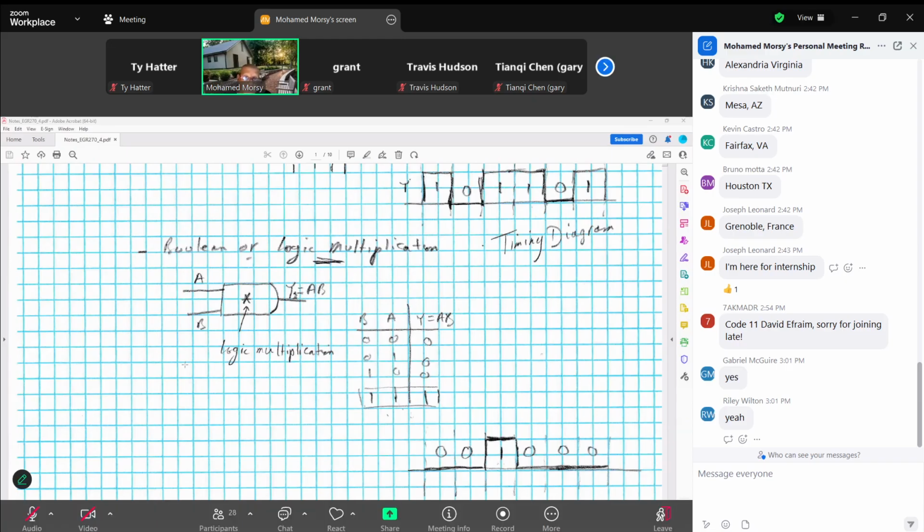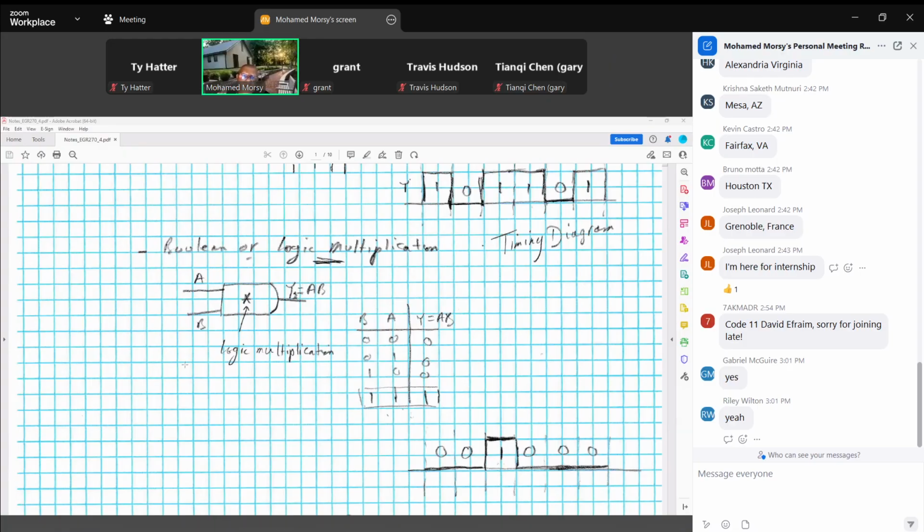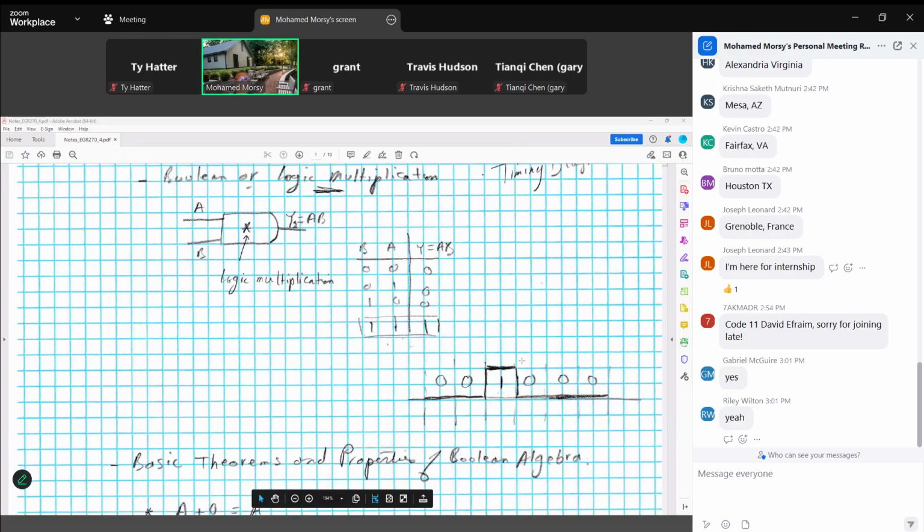Why 2? Because we deal with 0 and 1, so just 2 numbers. To the power 2. Why is the power 2? Because we have 2 bits, A and B. So it's 4. Total combinations are 4. So 0 0, 0 1, 1 0, 1 1. This is all the combinations based on the truth table.